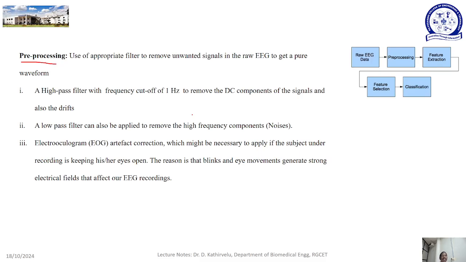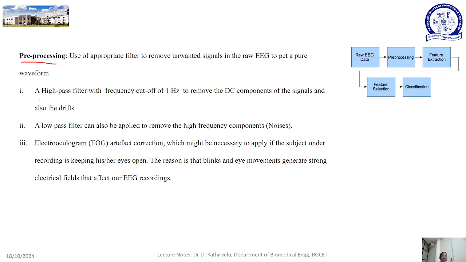We need to remove the unwanted signals in the raw EEG obtained to get a pure waveform. So we need to remove components of lower frequency which do not apply to EEG. Similarly, we need to remove higher frequency components which do not apply to EEG. So there is a need for a high pass and a low pass filter to remove unnecessary frequencies which do not contribute to EEG.